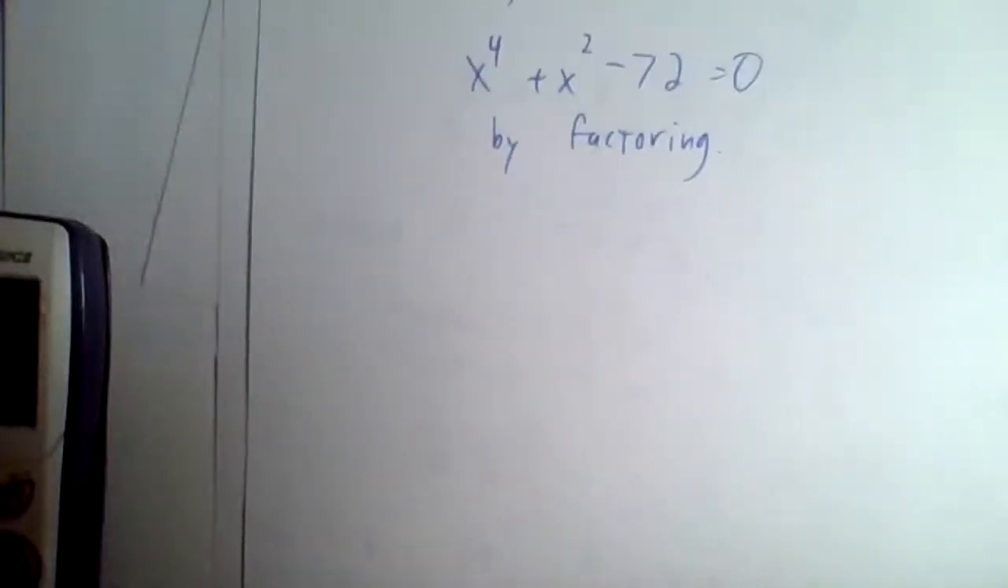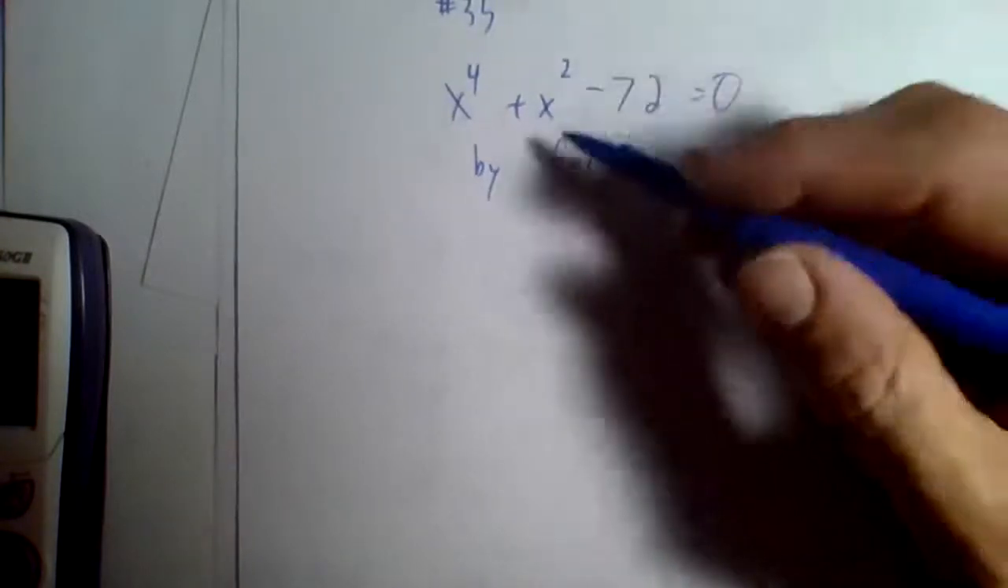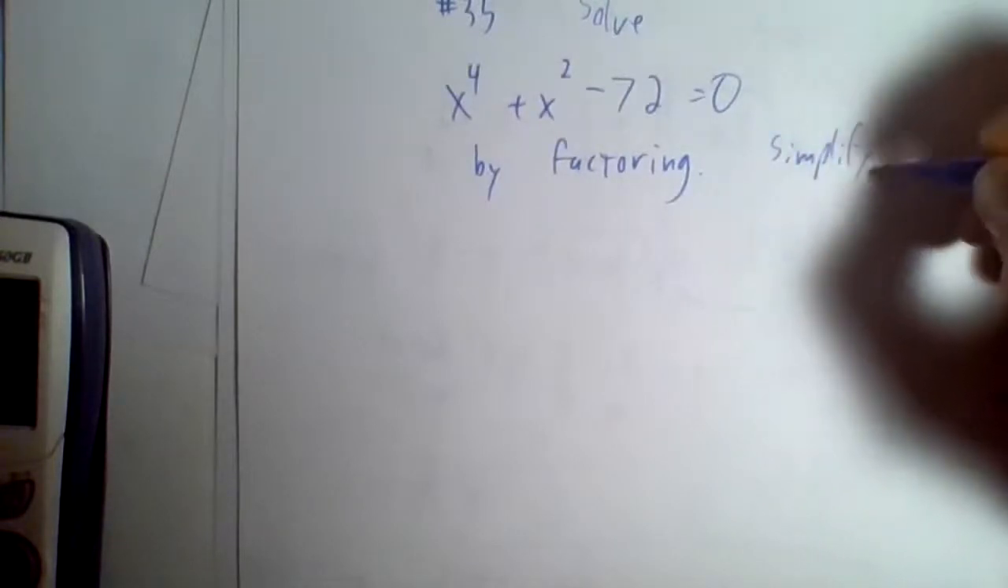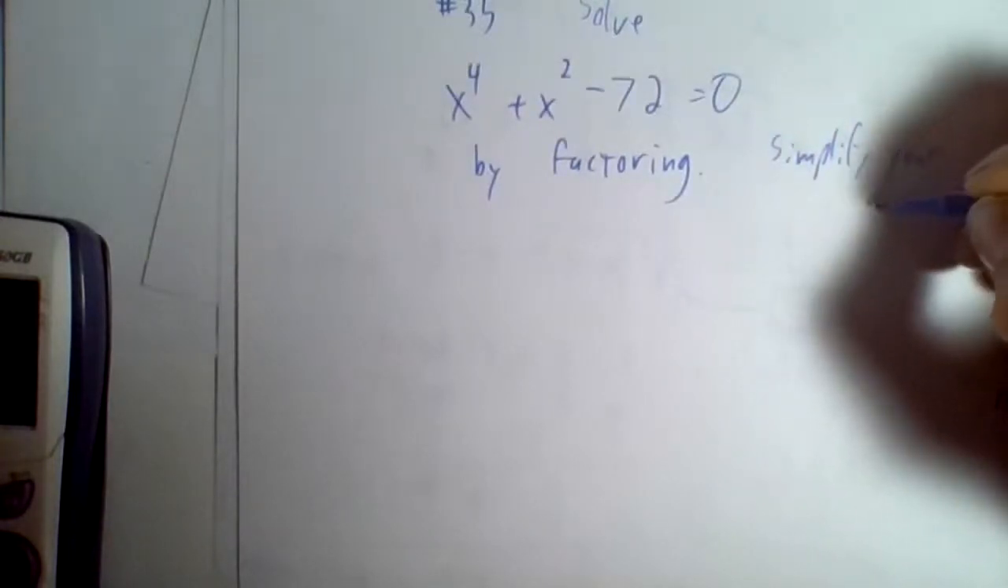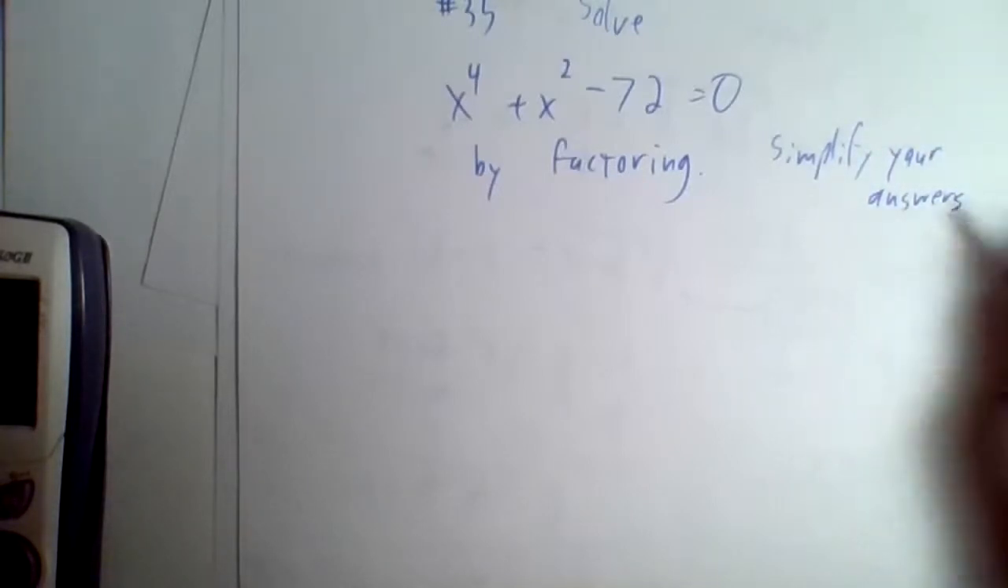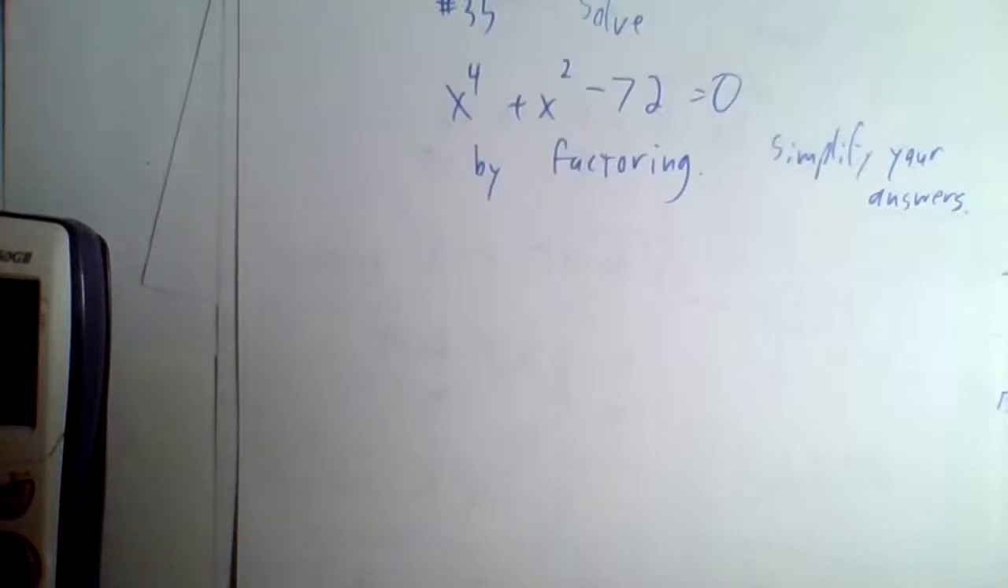So here we go. This is number 35 from the review. It says to solve this thing by factoring, but it says simplify your answers. So the final exam questions were pretty good about writing out the instructions, kind of to point in the right direction here. So read that out. It says to solve the equation by factoring, simplify your answers.